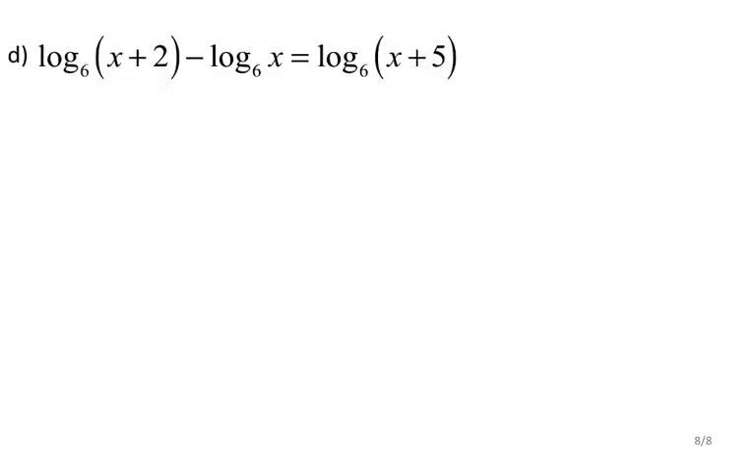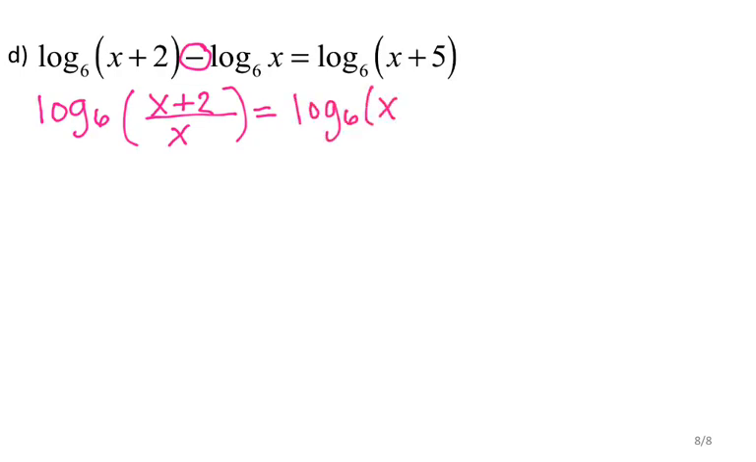All right, last problem. So I'm going to start by condensing my logarithms. Since I am subtracting, I'm going to combine my logs together with division. So I have x plus 2 on top, x on the bottom, equals log base 6 of x plus 5. I have log equals a number, so I can cancel out my logarithms. So I have x plus 2 over x equals x plus 5.